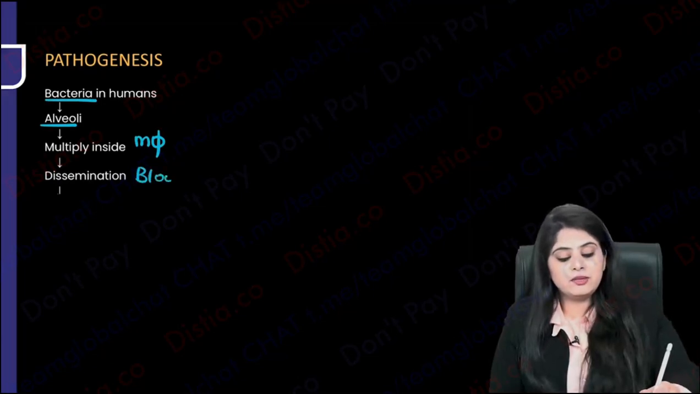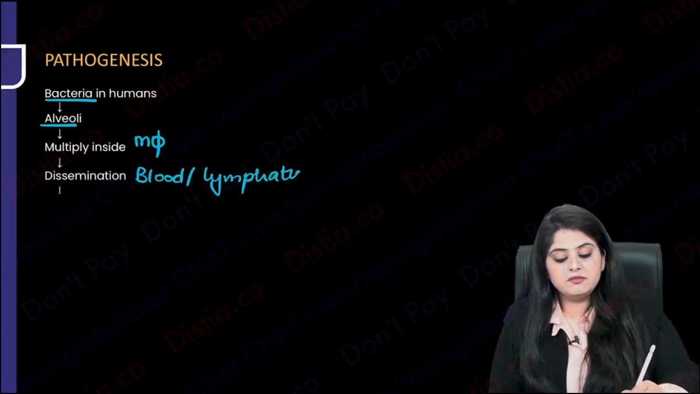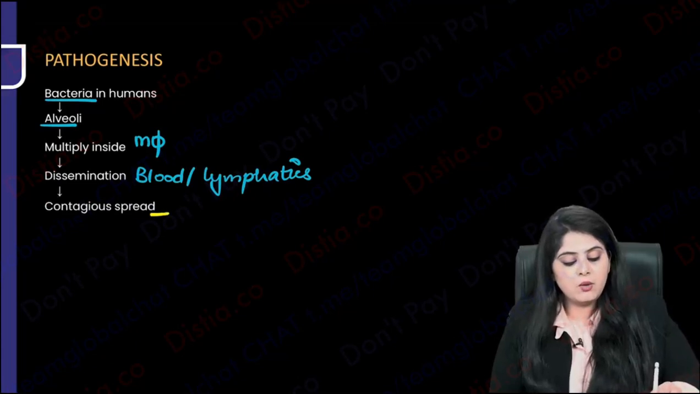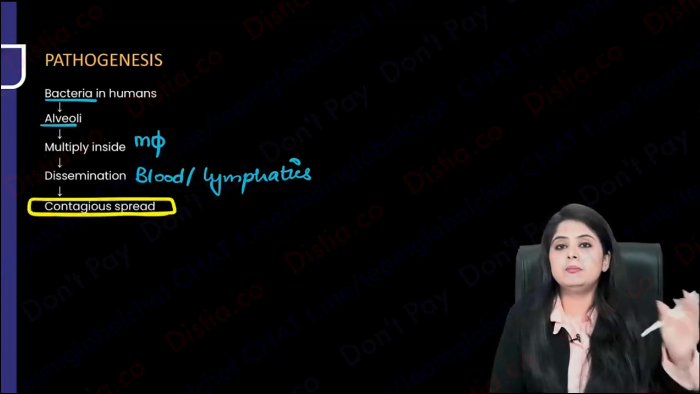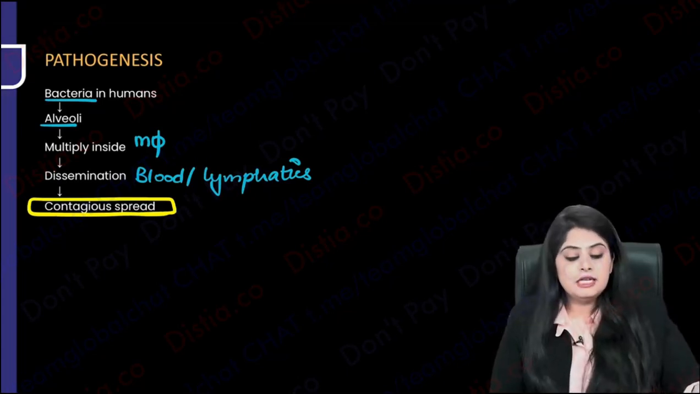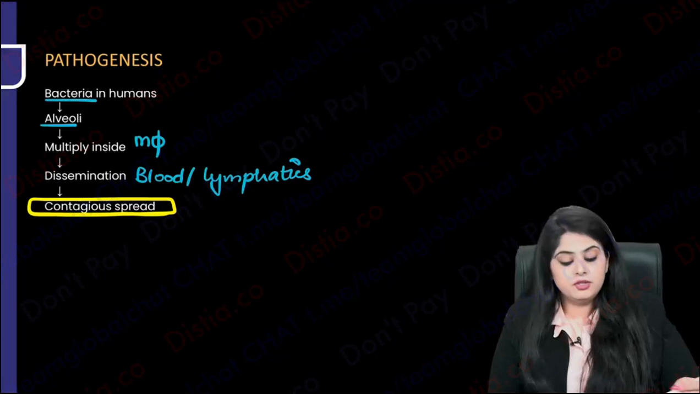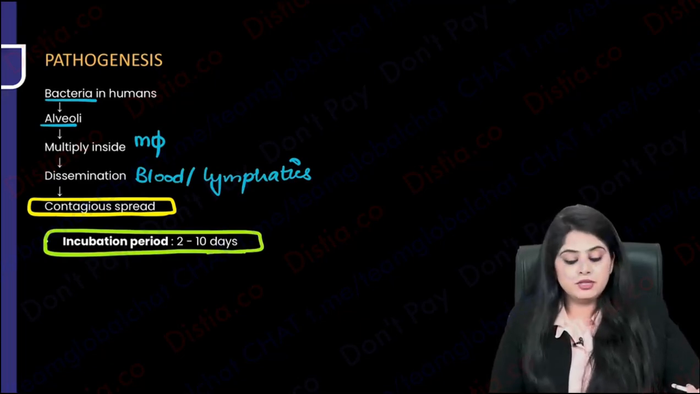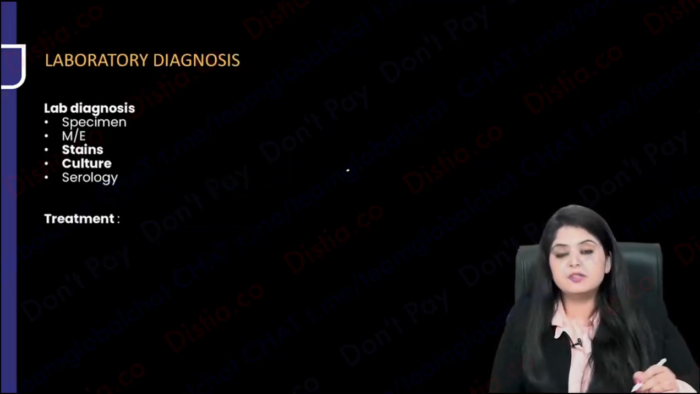Then it is going to disseminate via the blood and the lymphatics. Then it will say, okay, enough of the pulmonary thing. Now I want to go to different parts of the body. Now I want to be contagious. Now I'll go into the blood and the lymphatics and I'll enter different parts of the body. That is very, very important. If you can learn, the incubation period is 2 to 10 days. Not very important information, but what I'm going to tell you now is important.